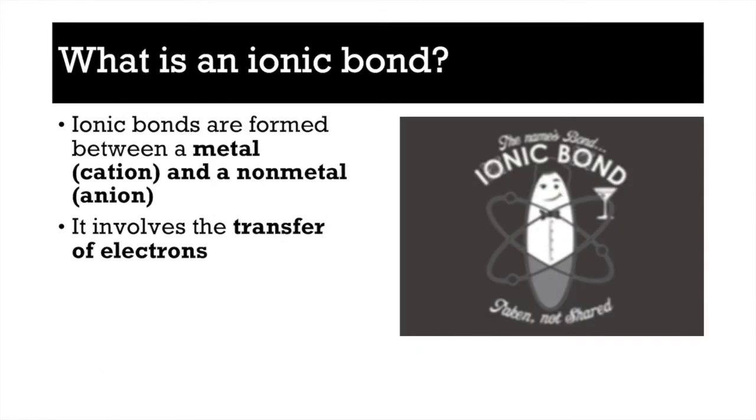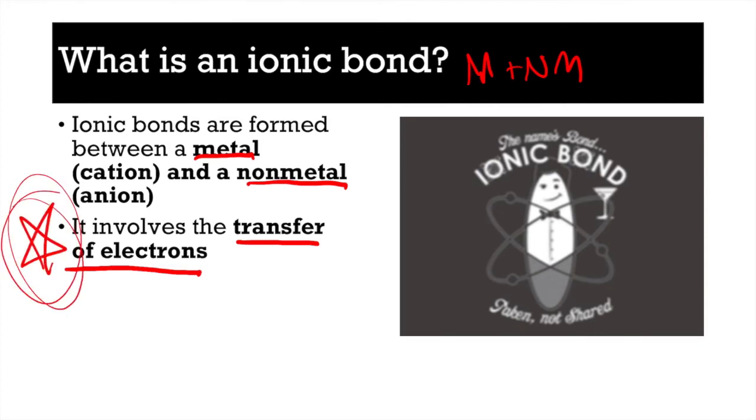So what is an ionic bond? An ionic bond is formed between a metal and a nonmetal. That is one of the most important things. So metal plus nonmetal is your ionic bond. There are different combinations of other things, and those are the different types of bonds, which we will get to. What happens in the ionic bond is that you have a transfer of electrons. This right here is super, super important. Ionic bonds between a metal and a nonmetal, it's the transfer of electrons.